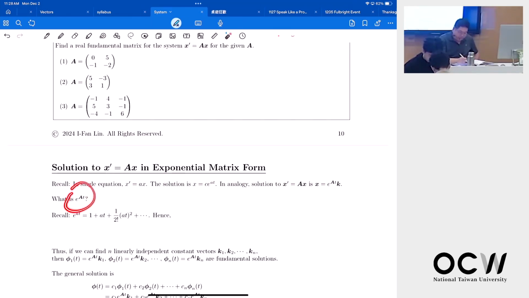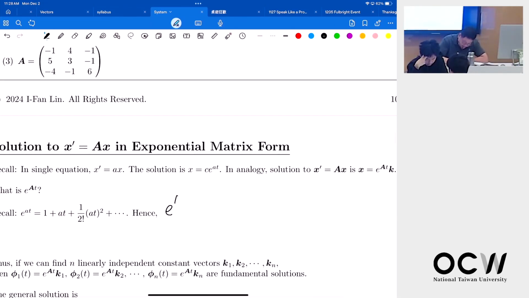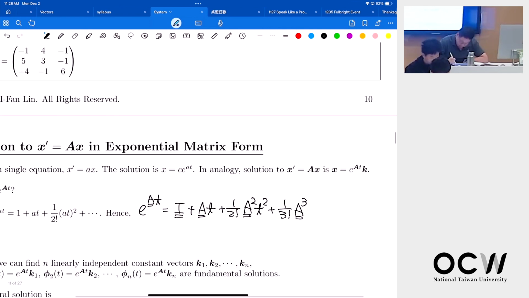How do we find the exponential matrix? If we know the expansion of e to the At, then e to the At, with the matrix A, will be the identity matrix plus At plus 1 over 2 factorial A squared t squared, and also 1 over 3 factorial A cubed t cubed, and so on. And A squared is A times A.